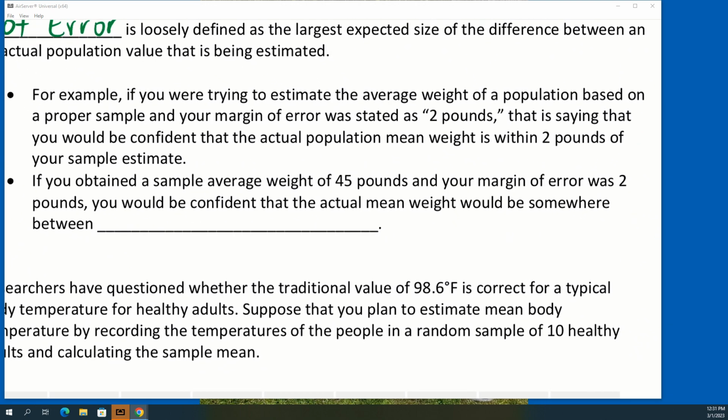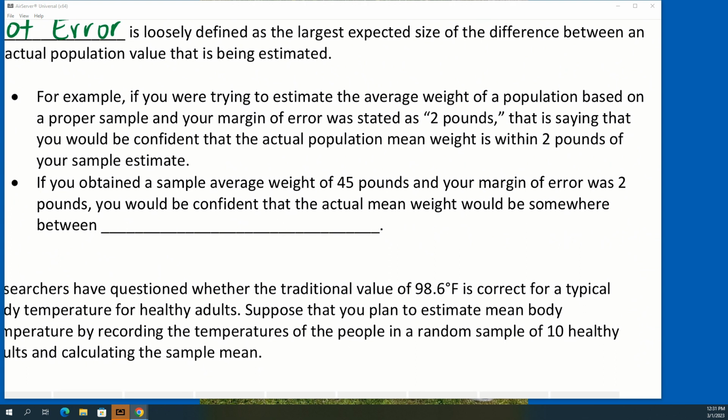So for example, if you were trying to estimate the average weight of a population based on a proper sample, your margin of error was stated as 2 pounds. That is saying that you would be confident that the actual population weight is within 2 pounds of your estimate. Right? And another example, if you obtained a sample average weight of 45 pounds and your margin of error was 2 pounds, then you would be confident that the actual weight would be somewhere between. We would take that 45 and subtract 2, so it would be 43 pounds. And we would take that 45 and we would add 2, and it would be 47 pounds. So the mean, and add and subtract the margin of error. All right, any questions on that?